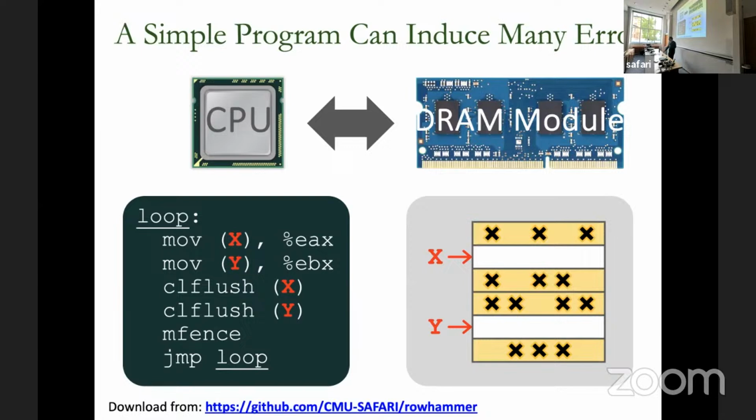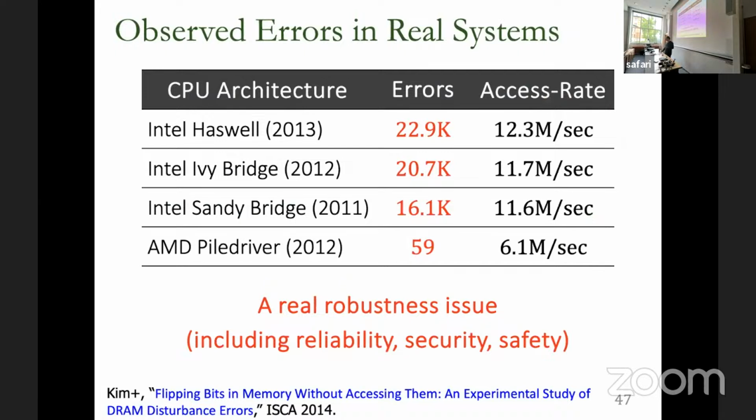Now, this is not the best access pattern. We also showed in the paper that if you actually sandwich one row between X and Y, such that X is on one side and Y is on the other side of the row, you get bit flips earlier and a lot more bit flips. This is called double-sided RowHammer, and people actually exploit that. This is the best known hammering mechanism today, without solutions, of course. And we were able to show that you actually observe errors in real systems. So it's a real robustness issue, including reliability, security, and safety.